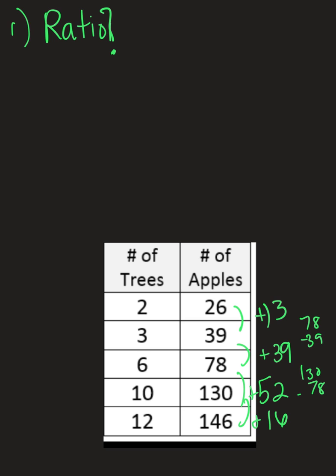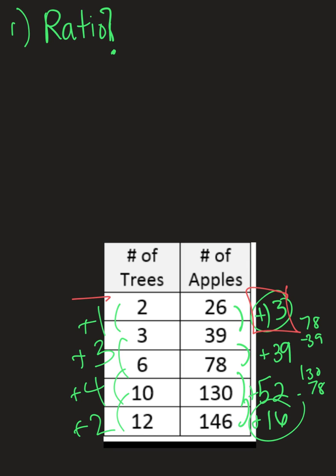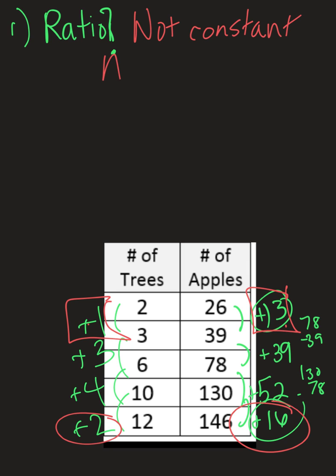Now, it's unlikely that I'm going to simplify 13 and 16 the same way, but let's take a look here and see what's happening. 2 to 3 is plus 1, 3 to 6 is plus 3, 6 to 10 is plus 4, 10 to 12 is plus 2. So we're going to see if these simplify the same way. And I can actually tell right off the bat, this 13 and this 1 do not work because plus 13 divided by 1 is 13, and 16 divided by 2 is 8, so the ratio is not constant, which means it is non-proportional.